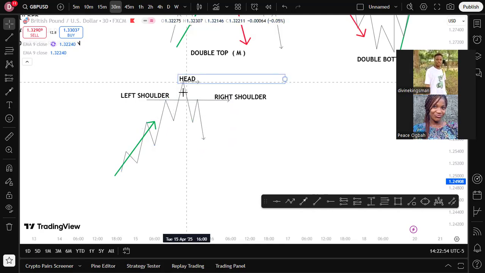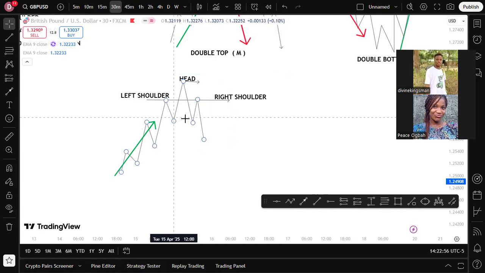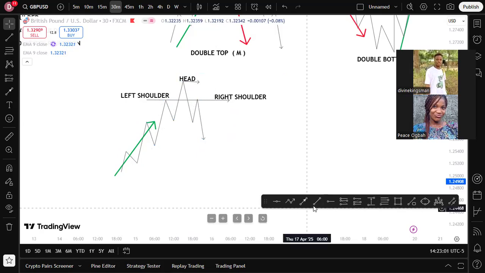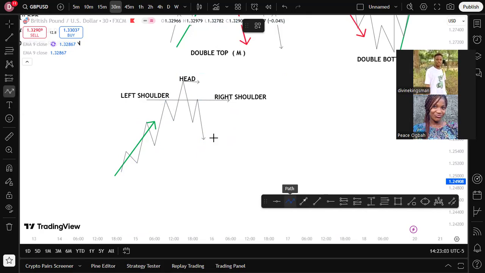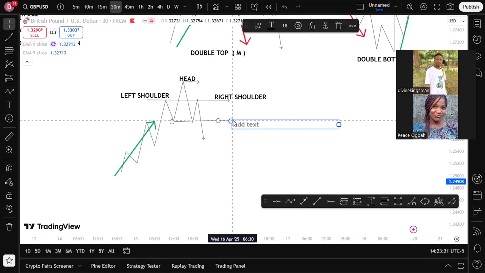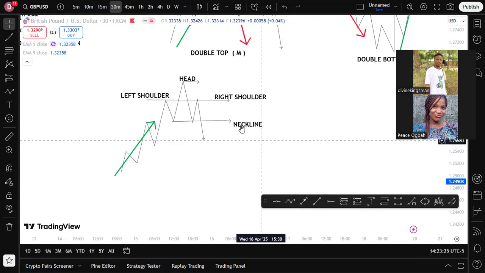So this is our head, this is our shoulder, and we can also call this the neckline, right? Let me just mark that. You can draw a neckline just through this point like this. As I said, you can call it the neckline.